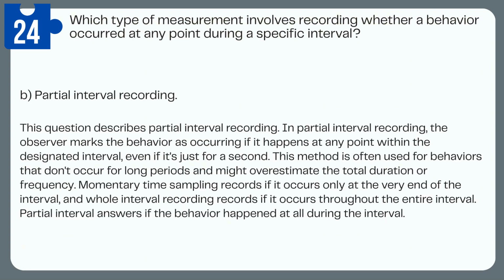Answer. B. Partial interval recording. This question describes partial interval recording. In partial interval recording, the observer marks the behavior as occurring if it happens at any point within the designated interval, even if it's just for a second. This method is often used for behaviors that don't occur for long periods and might overestimate the total duration or frequency. Momentary time sampling records if it occurs only at the very end of the interval, and whole interval recording records if it occurs throughout the entire interval. Partial interval answers if the behavior happened at all during the interval.